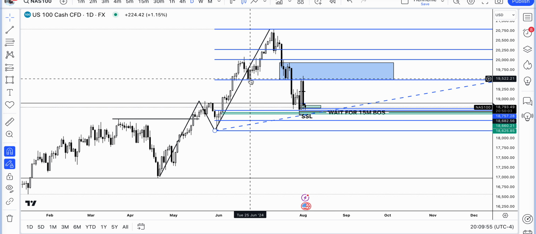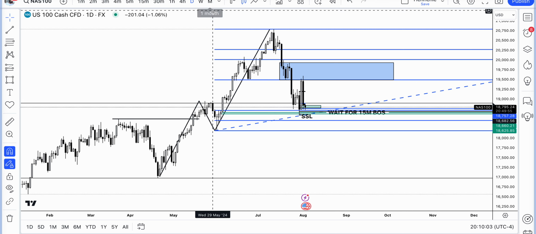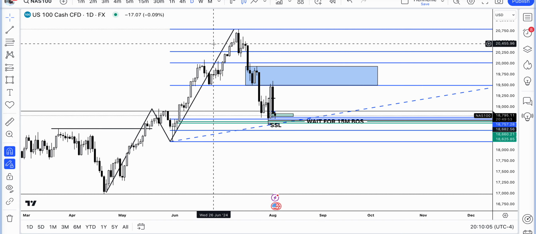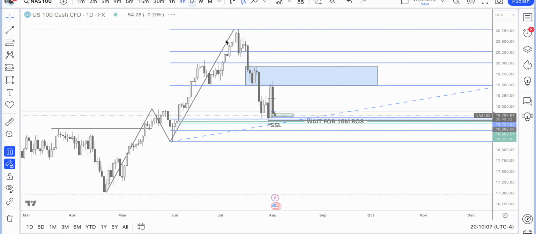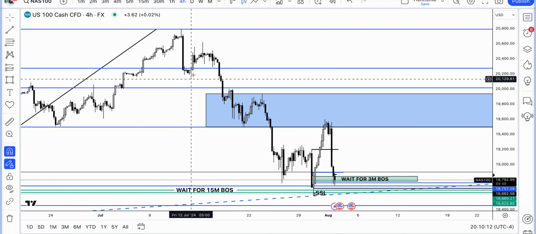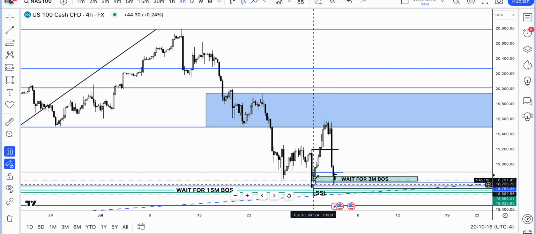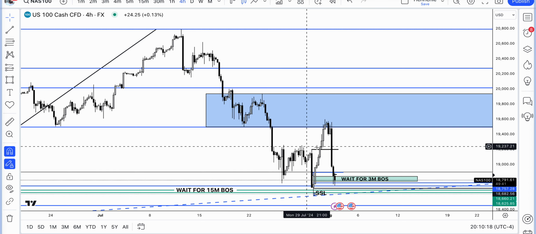Now, overall, I'm still bullish on NAS100. Overall, I still remain bullish. I still want to see price continue to the upside. But in the meantime, on the intraday levels, I've always talked about price being bearish, consistently creating lower highs and lower lows until we came here and broke this high.